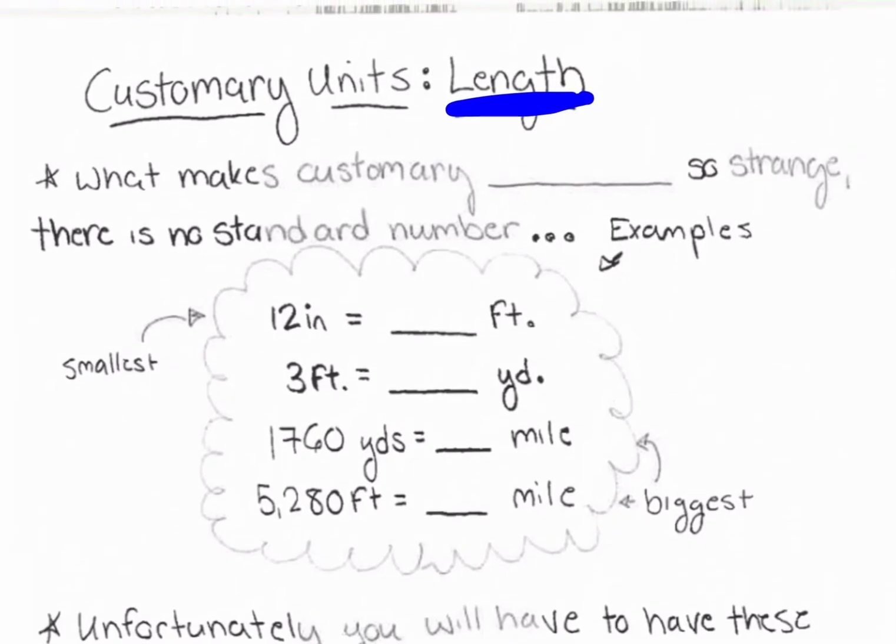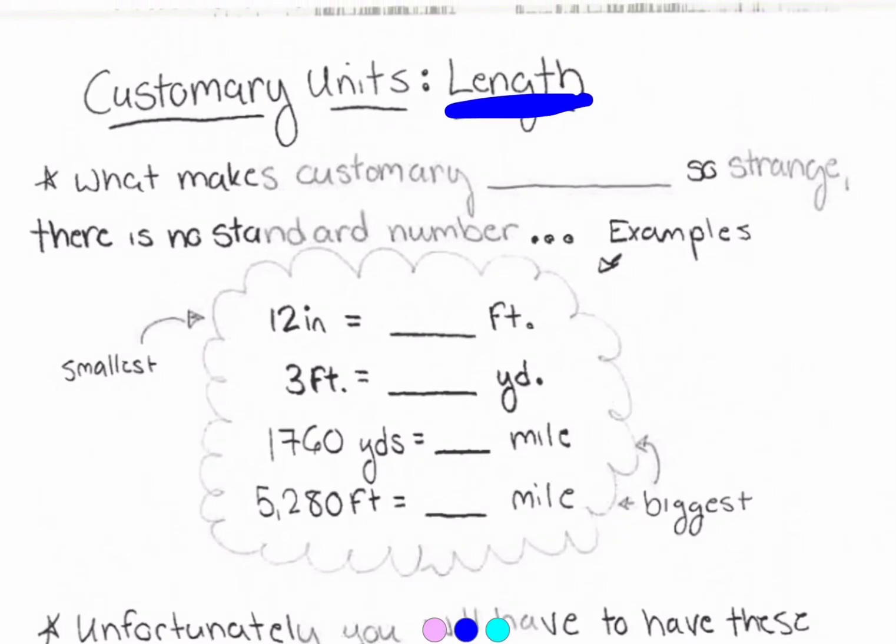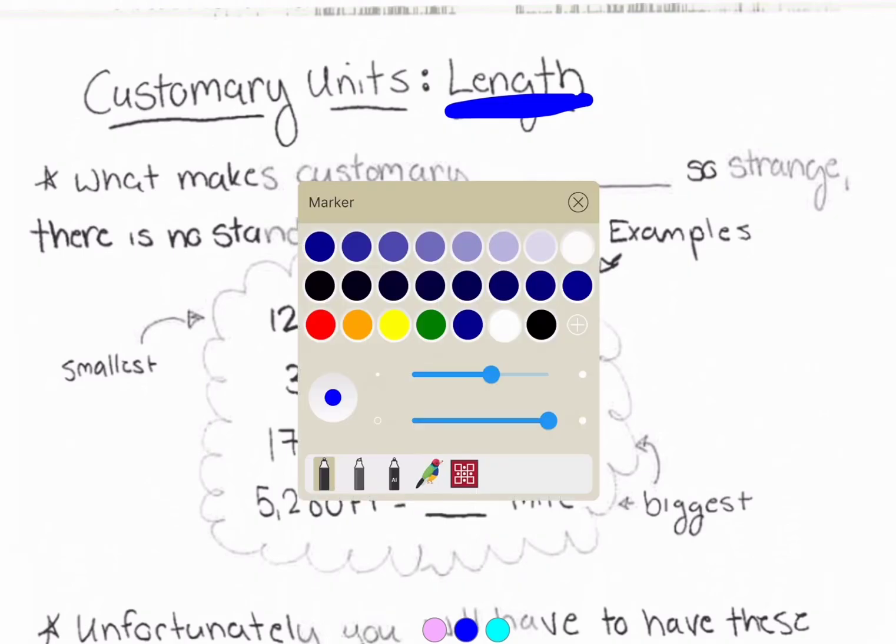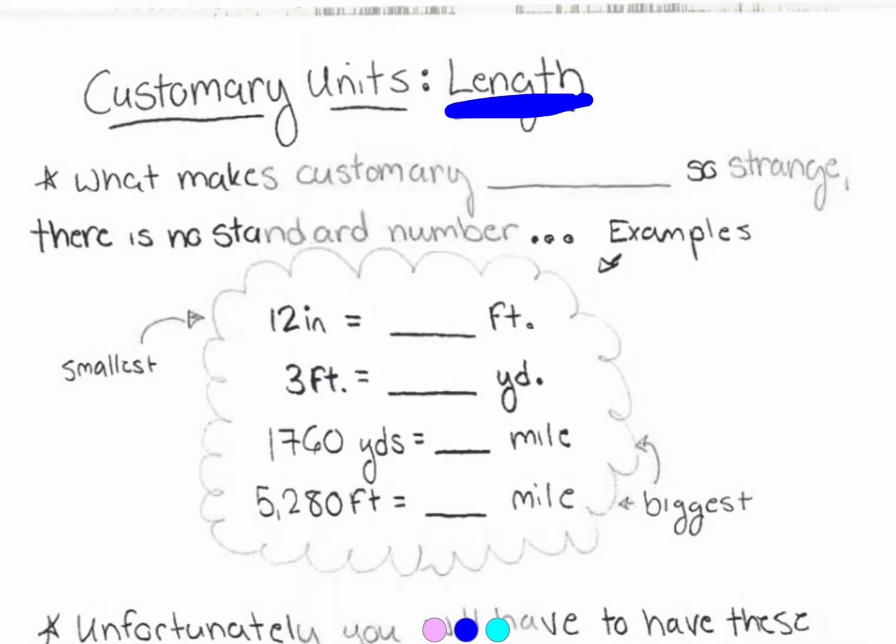So what makes customary conversions so strange? Unfortunately, there's no standard number, meaning each time you do something, it's going to have a different number over here. It's not going to go up by the same amount or down by the same amount each time.